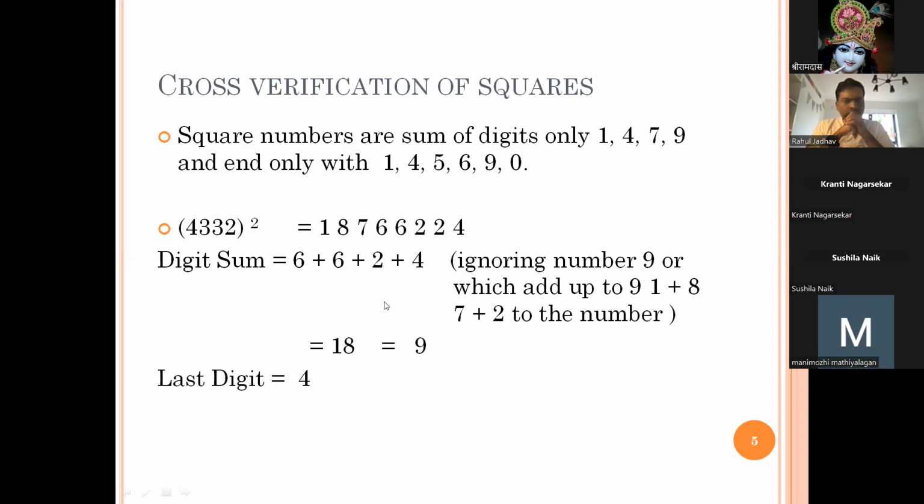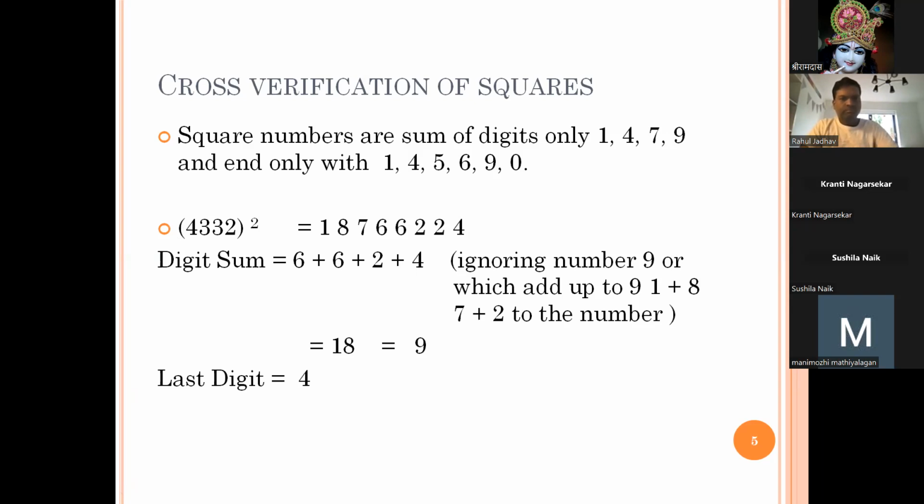I think in the last classes we have seen that. So we only take the remaining numbers 6, 6, 2 and 4. So 6 plus 6 is 12. 12 plus 6 is 18. 18 means again 9. So the digit sum ends up as 9. So the first rule passes. The last digit is 4, so again the second thumb rule passes. So it indicates that our answer is 100% correct.